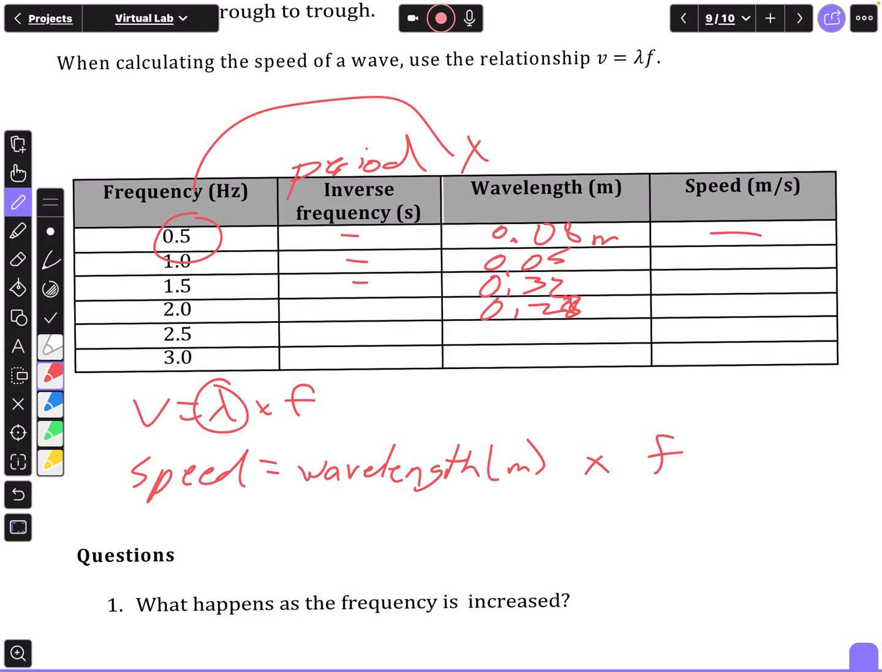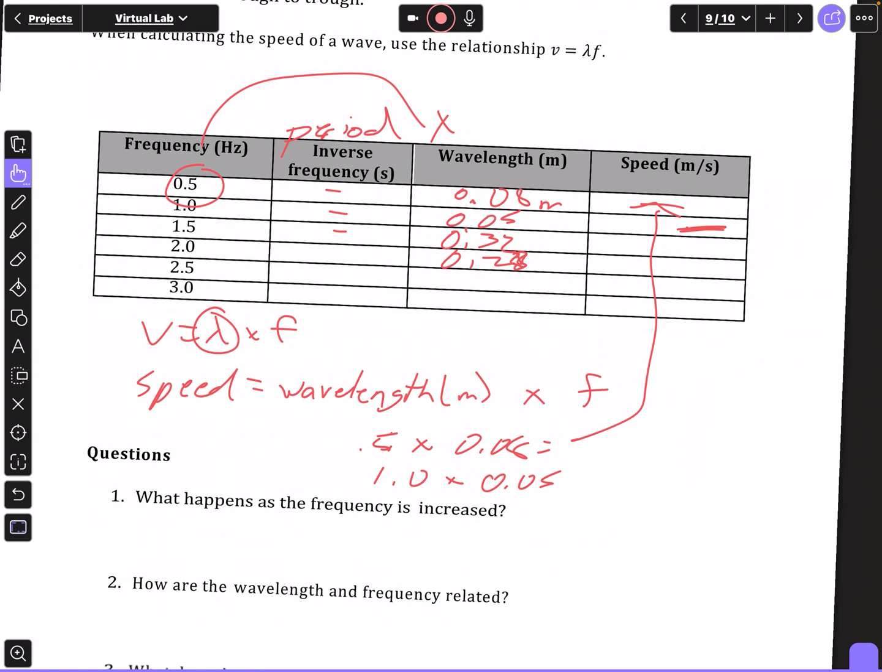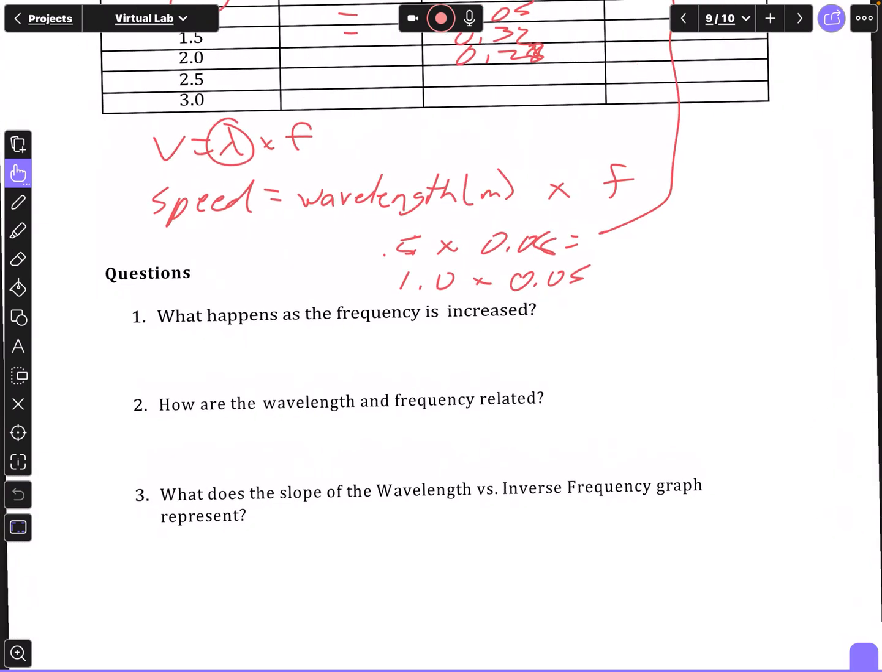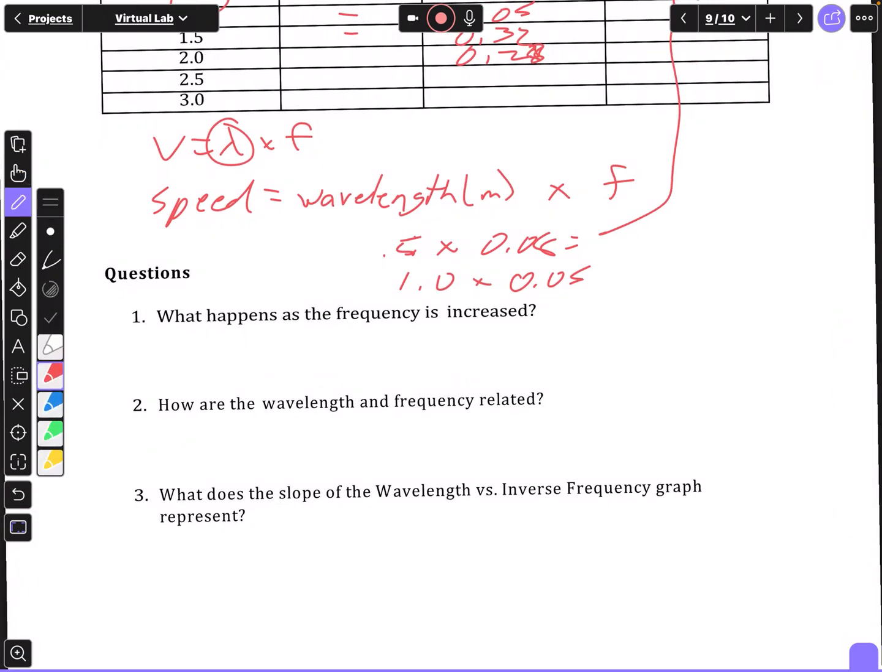So my first one would be 0.5 times 0.08, and that's going to go in this column right here, my speed. I just take my frequency times my wavelength. My next one would be 1.0 times 0.05, and that would go right here, and so forth until you finish. And then you're going to answer these questions, number 1 and number 2. You can omit number 3. You don't have to do that one.